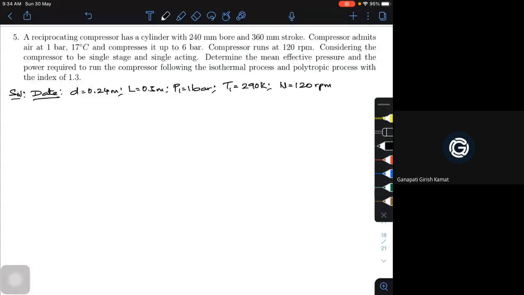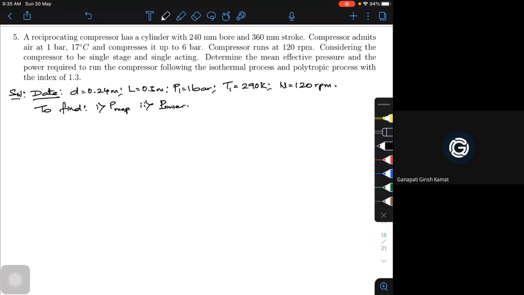It's a single stage and single acting compressor. So what are you supposed to find? We are supposed to find the mean effective pressure and the power required. The first one is P mean effective, and the second one is the power required. There are two cases: case one is isothermal and case two is polytropic. Then we'll compare and see.